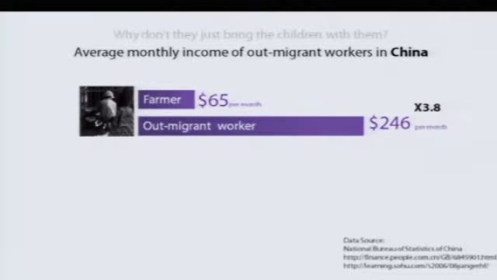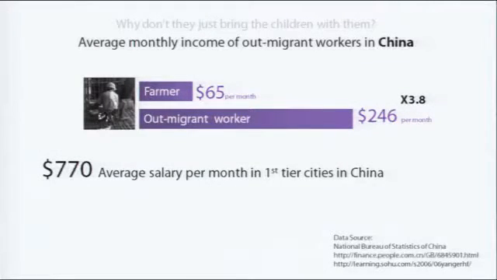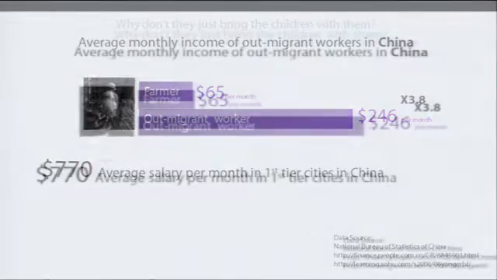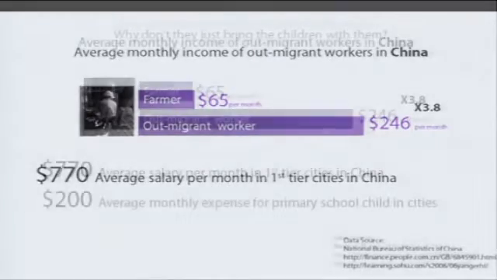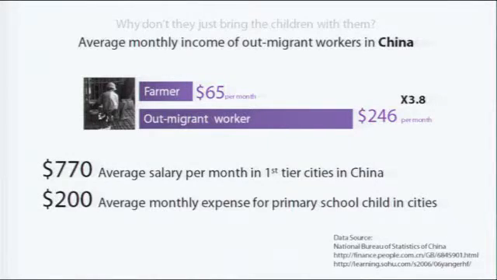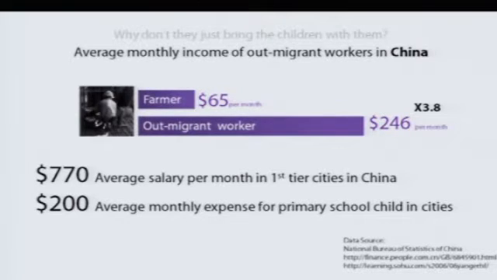You may think that is a very good result, but I can show you another two numbers. The first is 770. This is the average salary per month in first-tier cities in China, such as Shanghai and Beijing. Another number is 200, which is the average monthly expense for primary school children in cities. So obviously, those farmers or out-migrant workers still can't afford to have their children live in the cities. That's why they left their children behind.